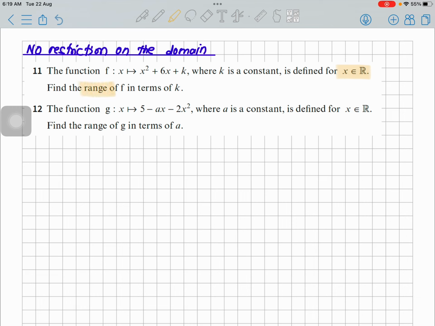Let's look at the second question. It is also similar. They gave me a function g and they are telling me x is an element of the real numbers, and I need to find the range of g in terms of a. So how do I approach this question?